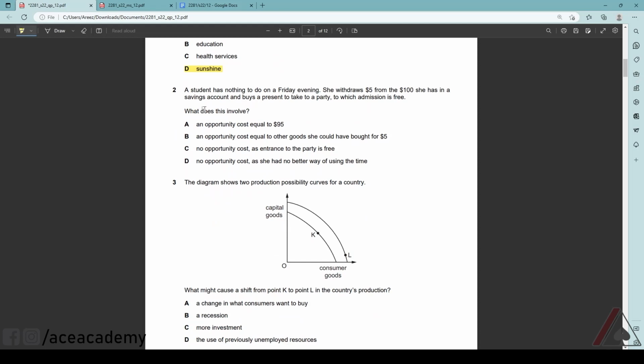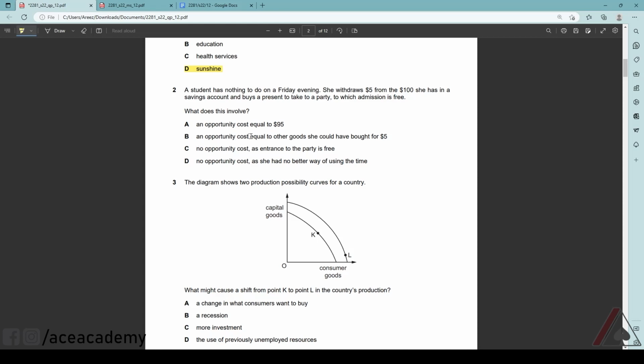A student has nothing to do on a Friday evening. She withdraws $5 from the $100 she has in the savings account and buys a present to take to a party, to which the admission is free. What does this involve? An opportunity cost equaling $95 is your option A. Is it true? No, because she ended up not using the $95. She only used the $5 from the $100 and left the $95. Therefore, the $95 doesn't have an opportunity cost to begin with. So A is not the answer.